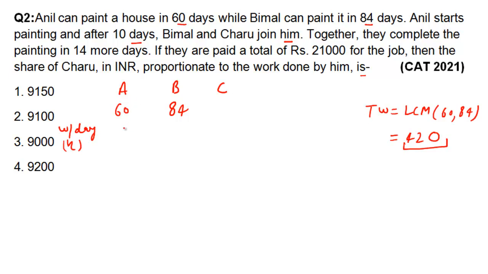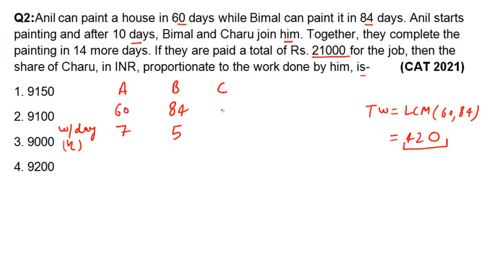Work per day or efficiency, both are same. So Anil is doing 420 work in 60 days, so that means 7 work per day, right? And Bimal is doing 420 by 84, that is 5. Okay, and for C we do not know, but it is given together. They complete the painting in 14 more days. Okay, right, that means 14 plus 10, 24 days, and they are paid this 21,000, right?